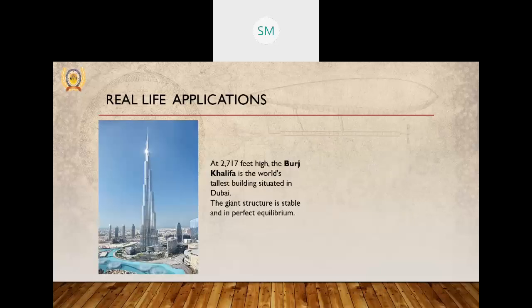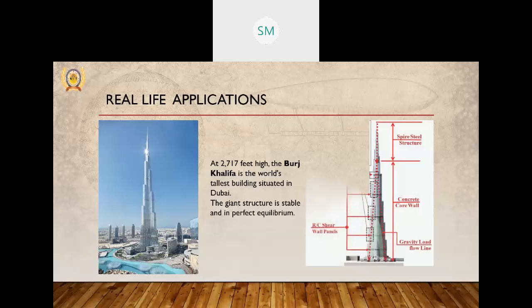This is the Burj Khalifa, which is 2,770 feet high. This is the tallest building of the world with more than 160 stories. It resists the forces of nature such as wind, seismic, and gravity. We can see the gravity load flow line. It's a stable structure and a miracle for the building site. The chief structural engineer Bill Baker calls it just one of the methods used to help super talls resist wind stresses.